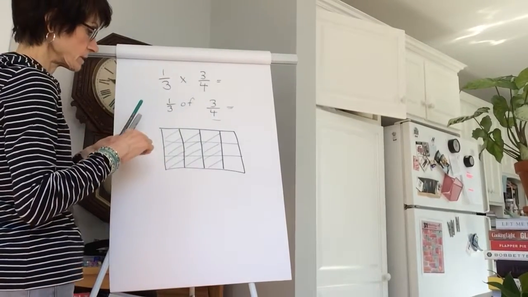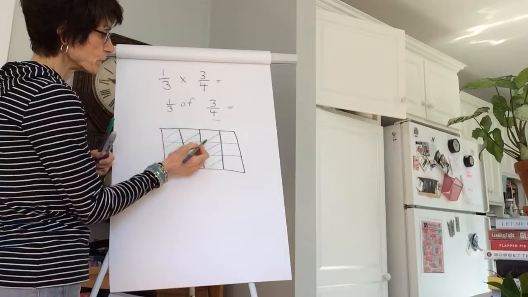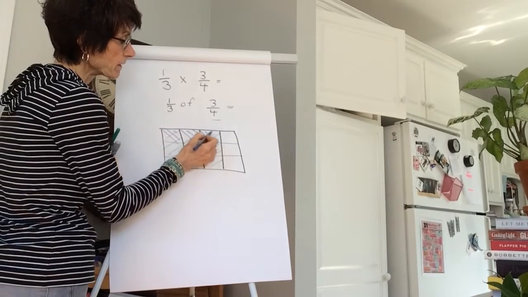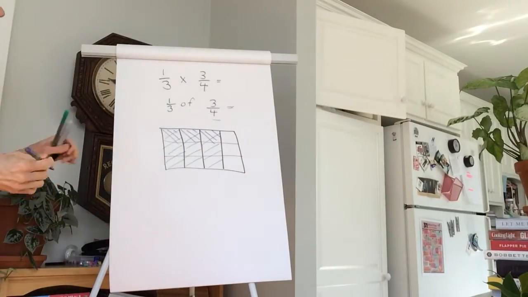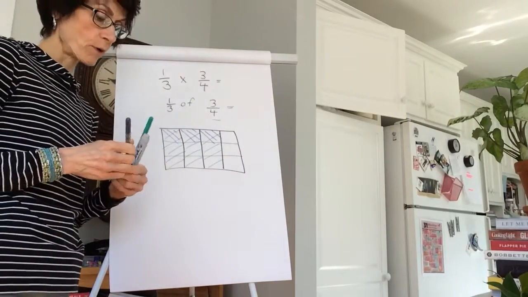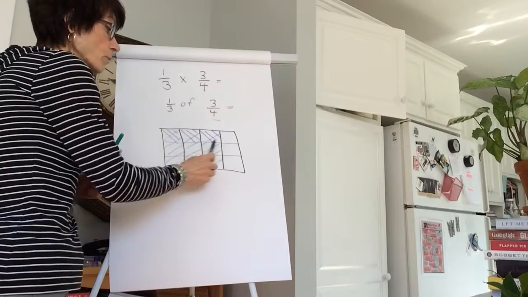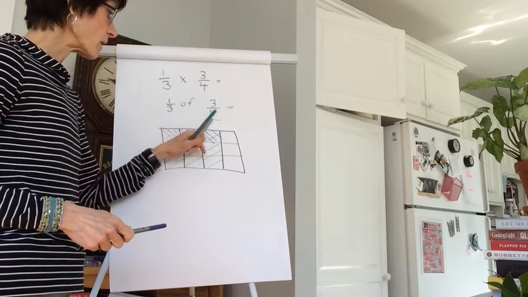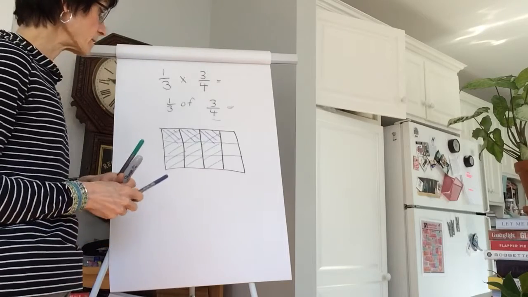Okay, so let's see here. If we do the top, let's just do the top. Okay, so there's what represents 1/3 of our 3/4. Now, the part where the shading overlaps, that's our product. Our product is this shaded part right here.